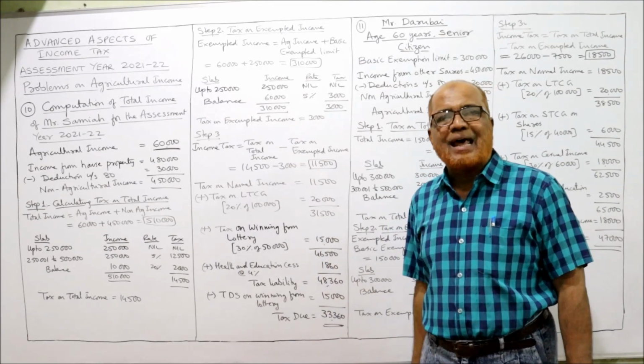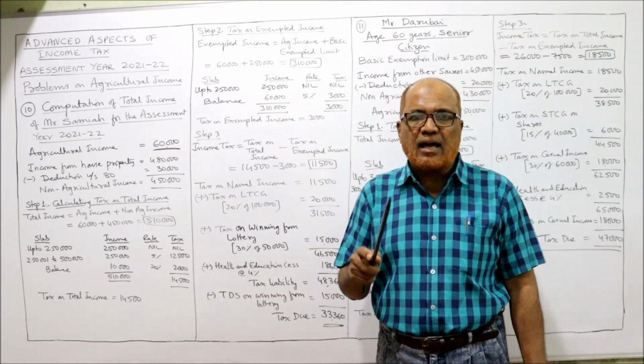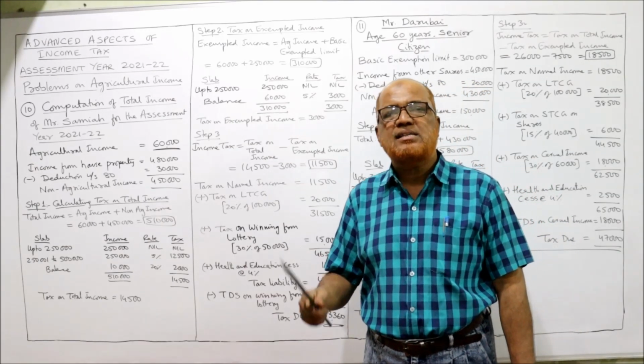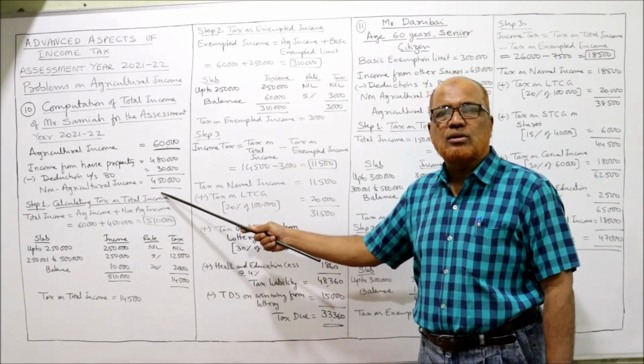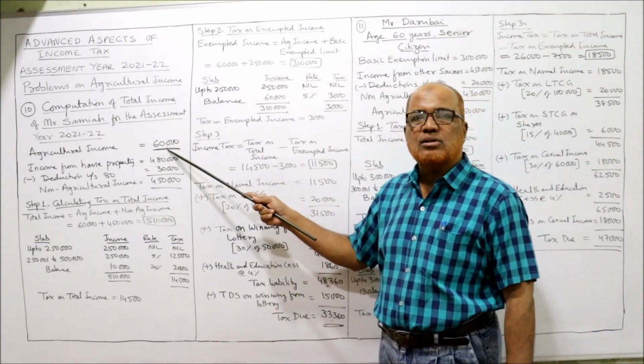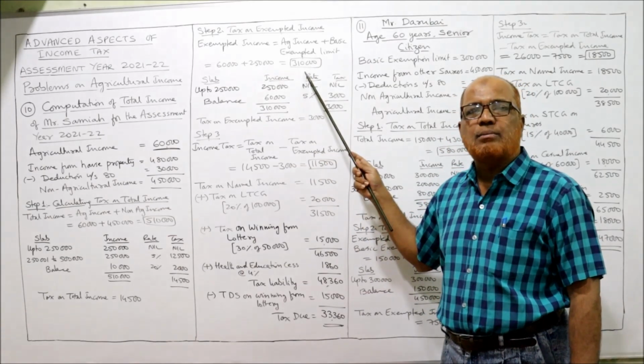Now second step, tax on exempted income. Exempted income means agricultural income plus basic exemption limit. The basic exemption limit is 2,50,000. Agricultural income is 60,000. So 60,000 plus 2,50,000, 3,10,000 is the exempted income.